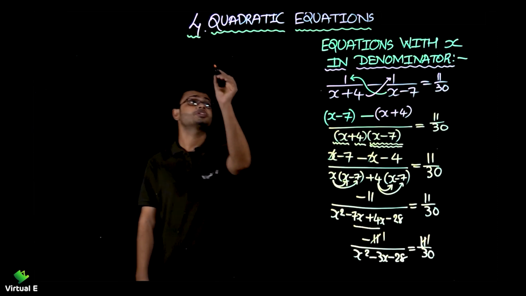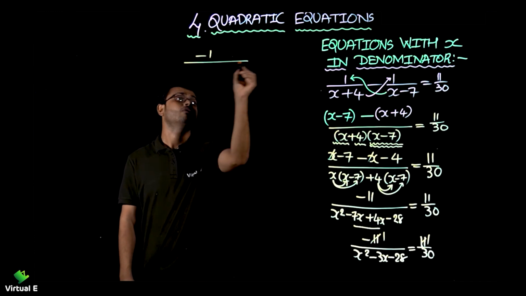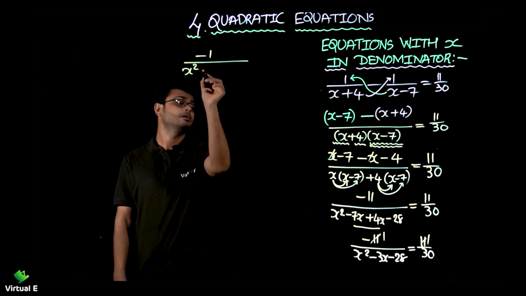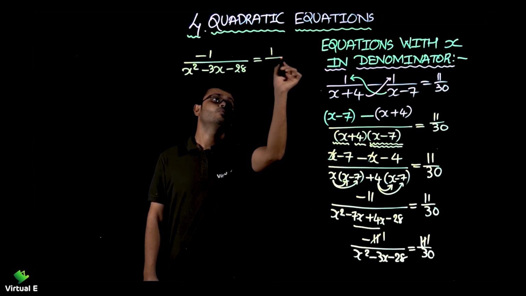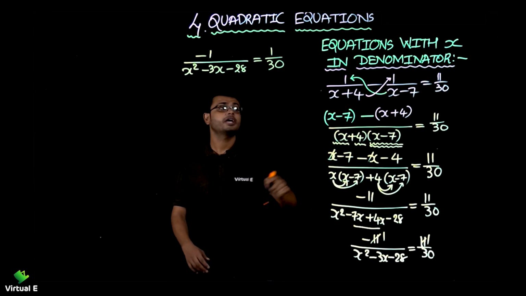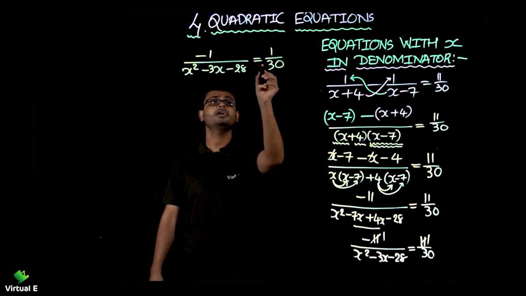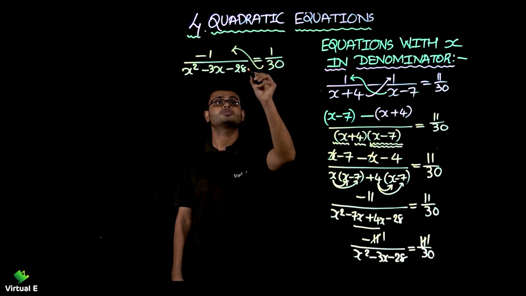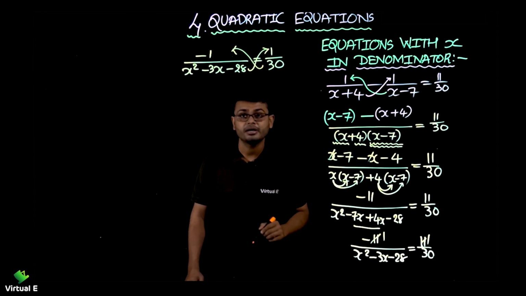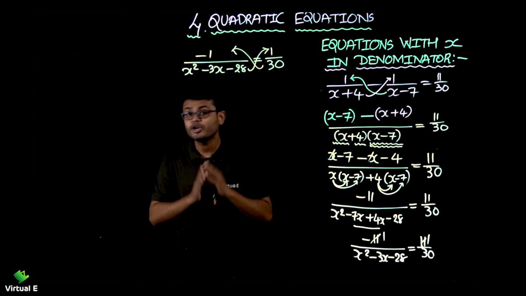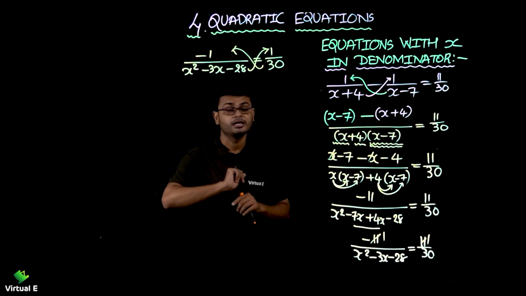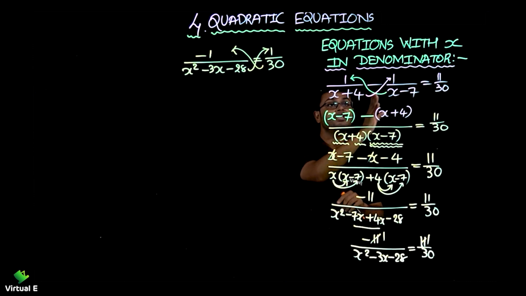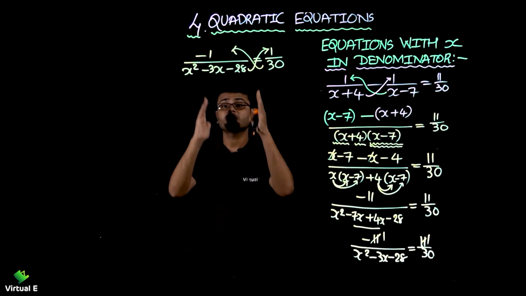So what is my equation now? Minus 1 over x square minus 3x minus 28 is equal to 1 over 30. Now again I am going to use this method. 30 I will be multiplying here, and this term I will be multiplying over here. But in this case there will be no denominator. Guess why? Because we are doing it over the equal to sign, but here we were doing it over the operation, maybe addition or subtraction. This is kind of cross multiplication.